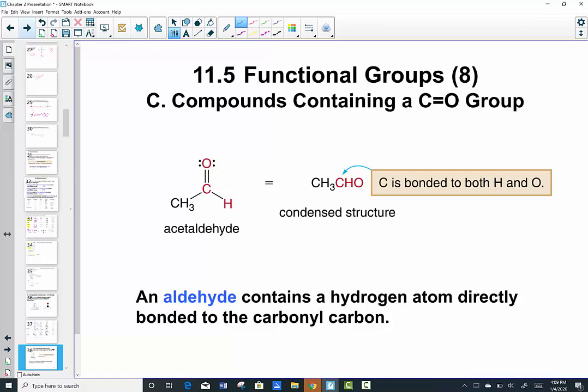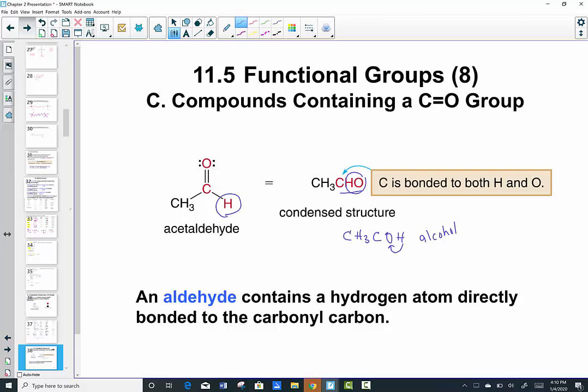So again, aldehyde, at the terminal end, the carbonyl group is attached to a hydrogen. You'll see that in a condensed structure written as CHO. Now that's important because if we compare that to COH, if you just reversed the order of the O and the H, you now have an alcohol group where the hydrogen is attached to the oxygen. But when I write it as CHO, we write it in terms of an aldehyde. Very carefully make that note.